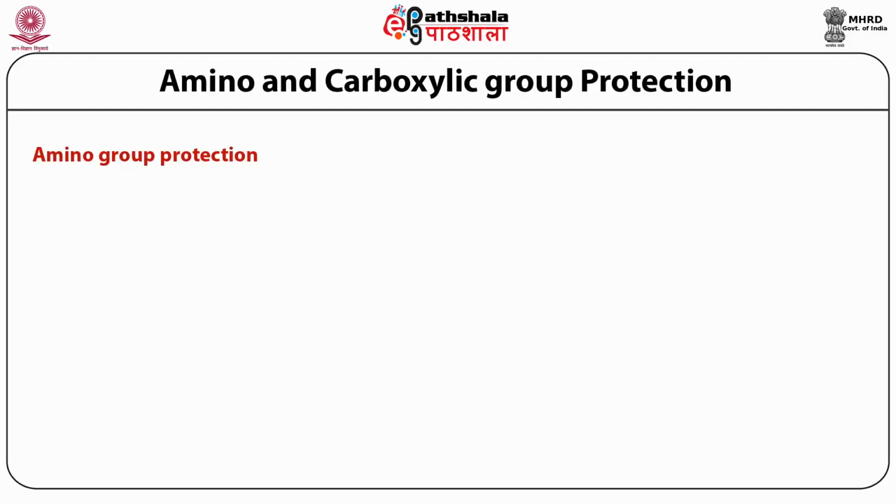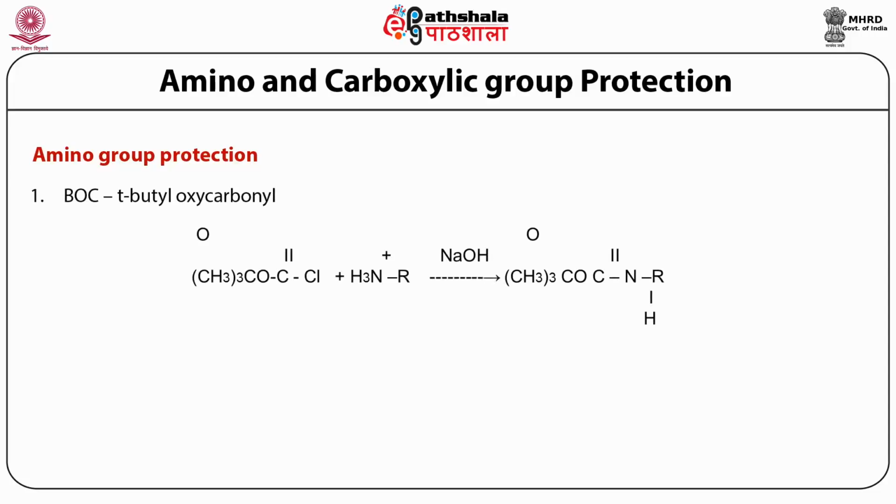Amino and carboxylic groups are required to be protected by protecting groups, as in peptide synthesis two amino acids are involved to form a peptide bond, and both the amino acids contain a carboxylic and amino group. So the carboxylic group of one amino acid and the amino group of another amino acid should be protected.